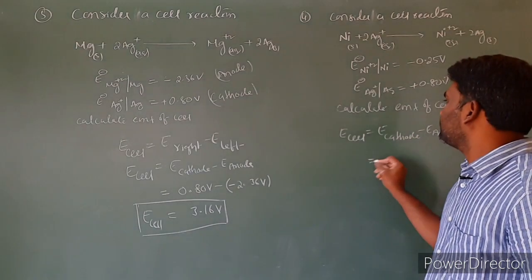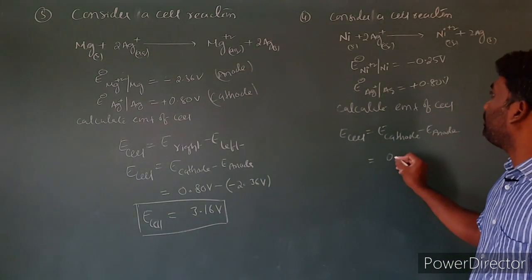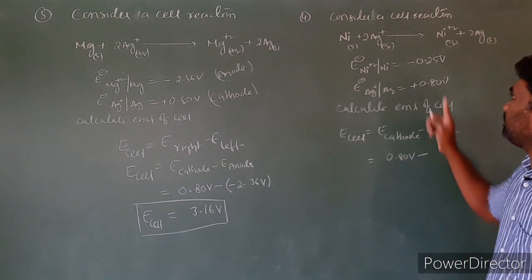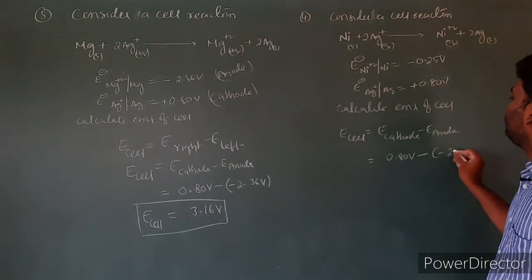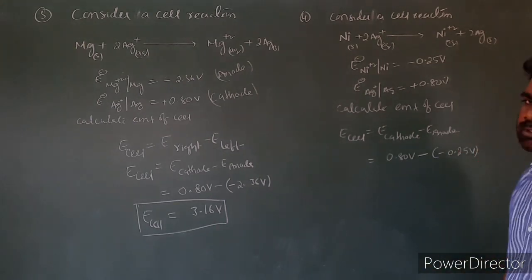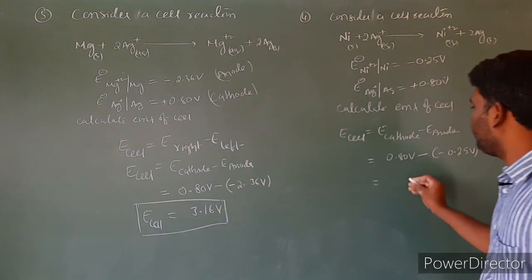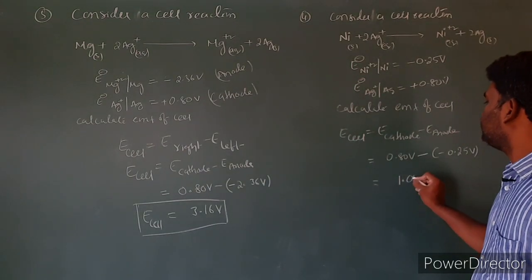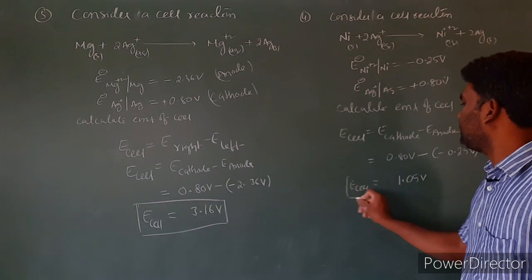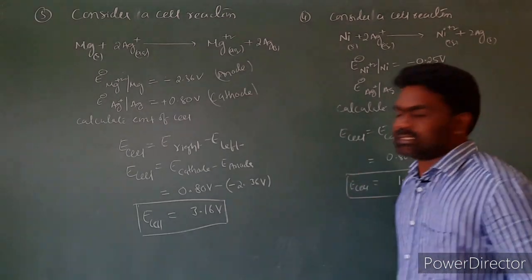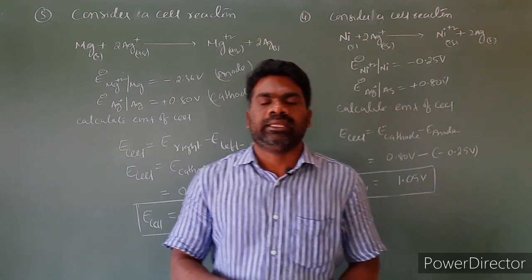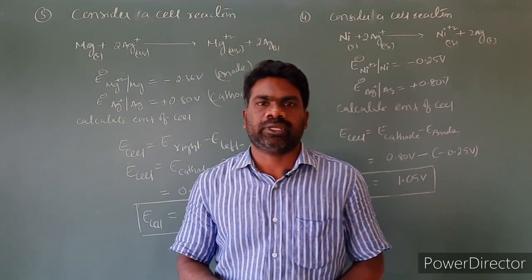Then substitute the values. Cathode value: 0.80 volts. Minus the anode value: minus 0.25 volts. Upon simplification, what do we get? 1.05 volts. This is the E cell. So this is the method to calculate the E cell, or electromotive force, of a cell.